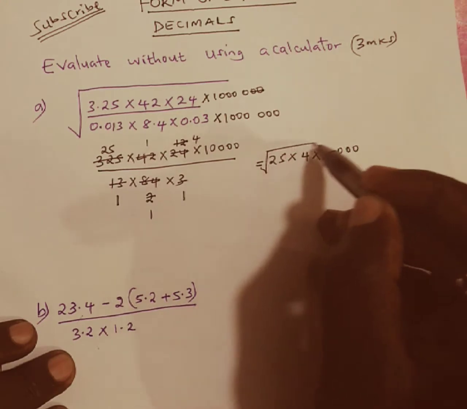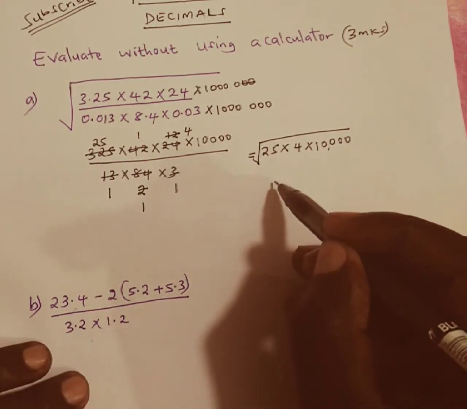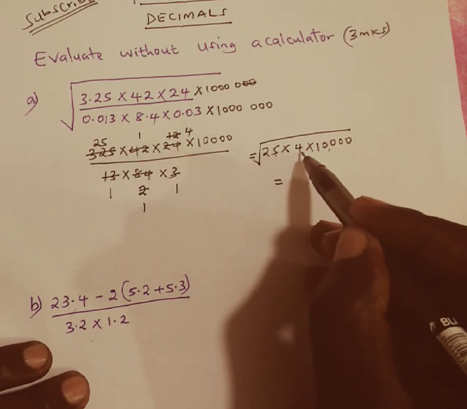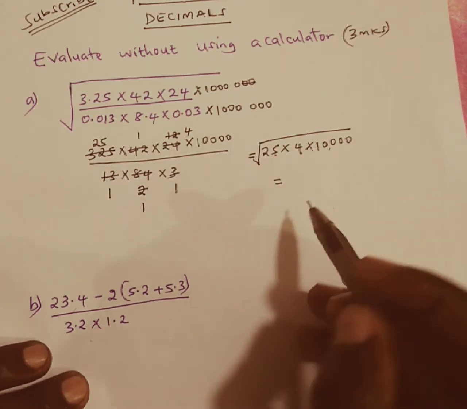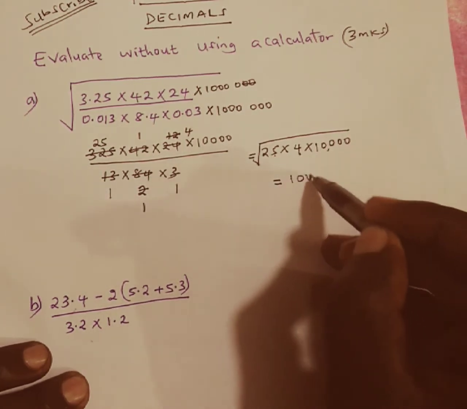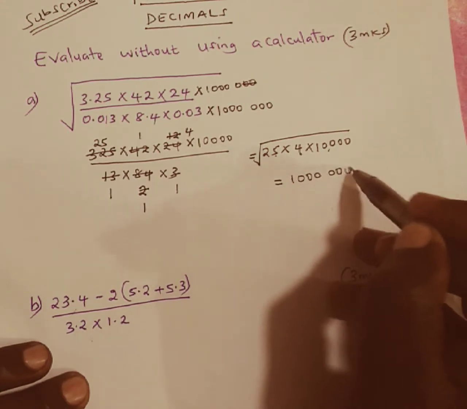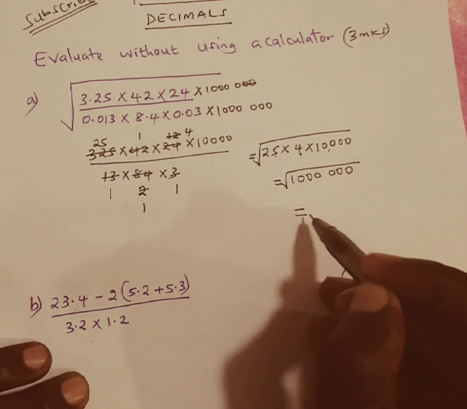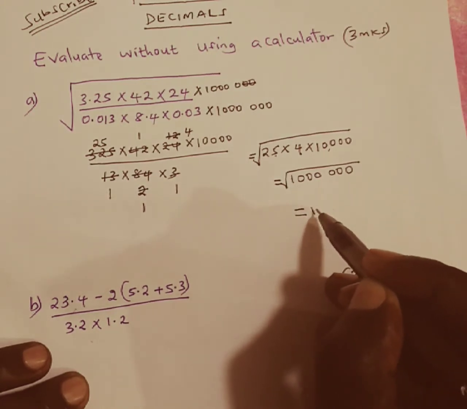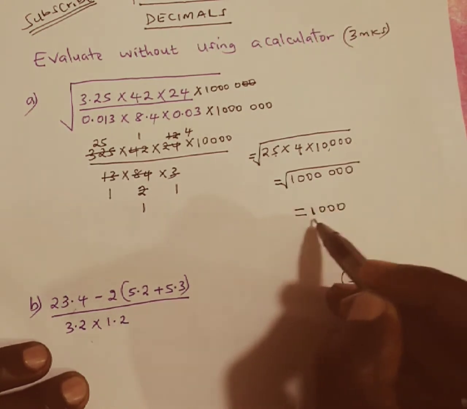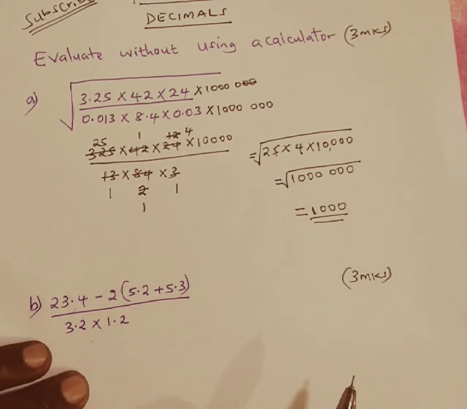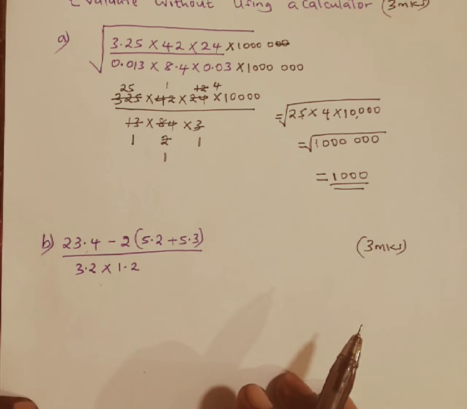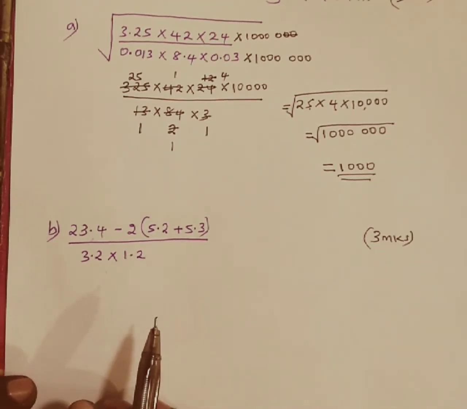Remember, everything is under the root sign, and this one is going to be equal to, if you take 25, you multiply by 4, you multiply by 10,000, this one gives us 1 million. And if you take the square root of 1 million, the answer is going to be equal to 1,000. That is the answer to that particular question. Let us look at the next question.